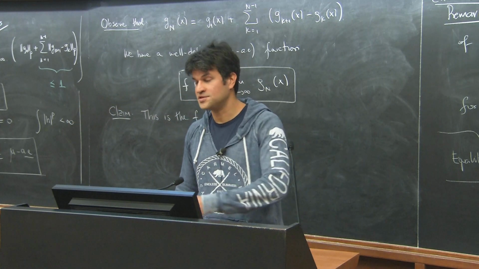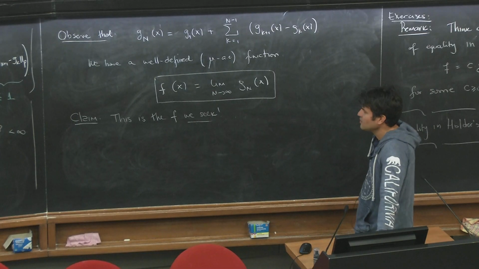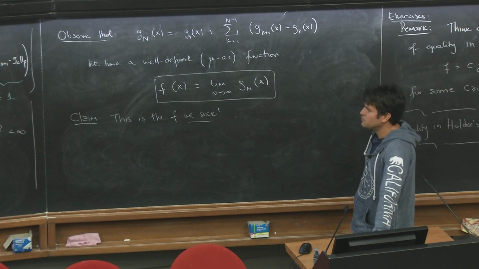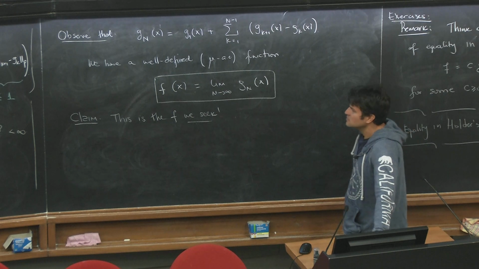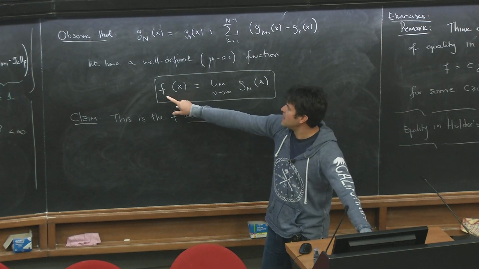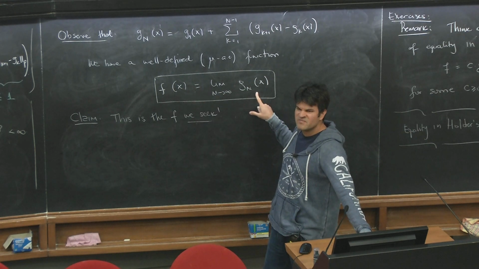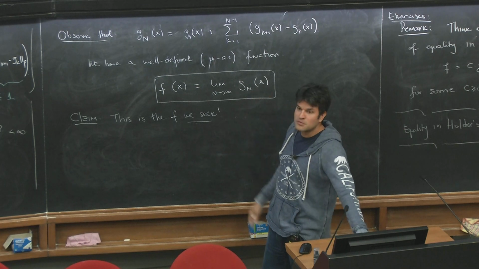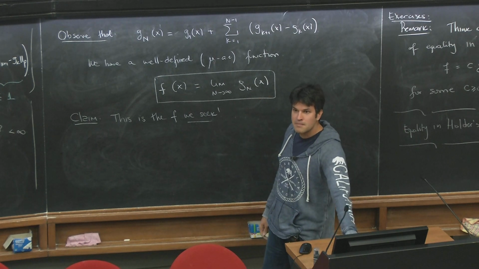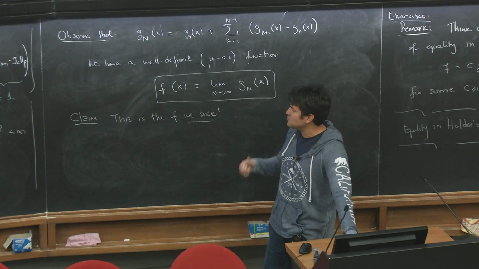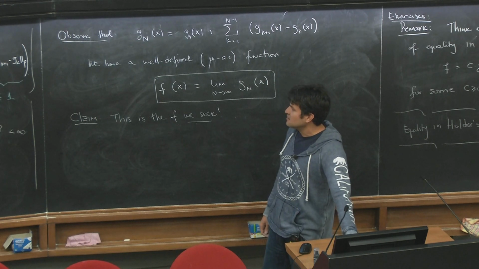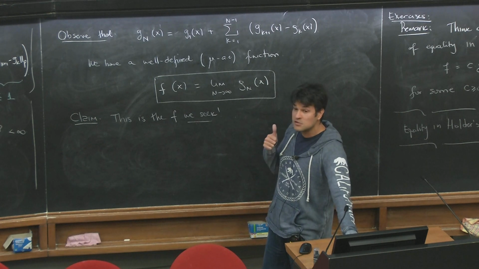This is the f we were looking for. So we have to prove two things. Well, first, observe that f being a limit of measurable functions, f itself is a measurable function. Okay, so f is a measurable function. Second, we have to prove that this f belongs to the space.